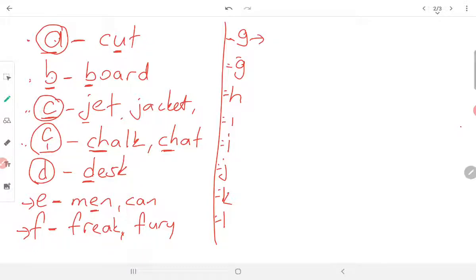Okay. So G. How can we use G? We can say goal, right? Goal. It's G, goal. Or game, right? It's the sound G. Yumuşak G is a lot different, and there is no yumuşak G in English, right?